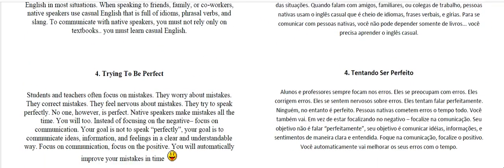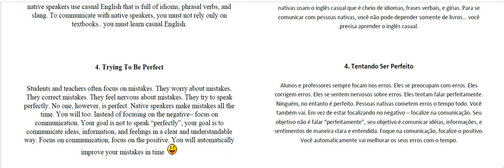4. Trying to be perfect. Students and teachers often focus on mistakes. They worry about mistakes. They correct mistakes. They feel nervous about mistakes. They try to speak perfectly. No one, however, is perfect. Native speakers make mistakes all the time.